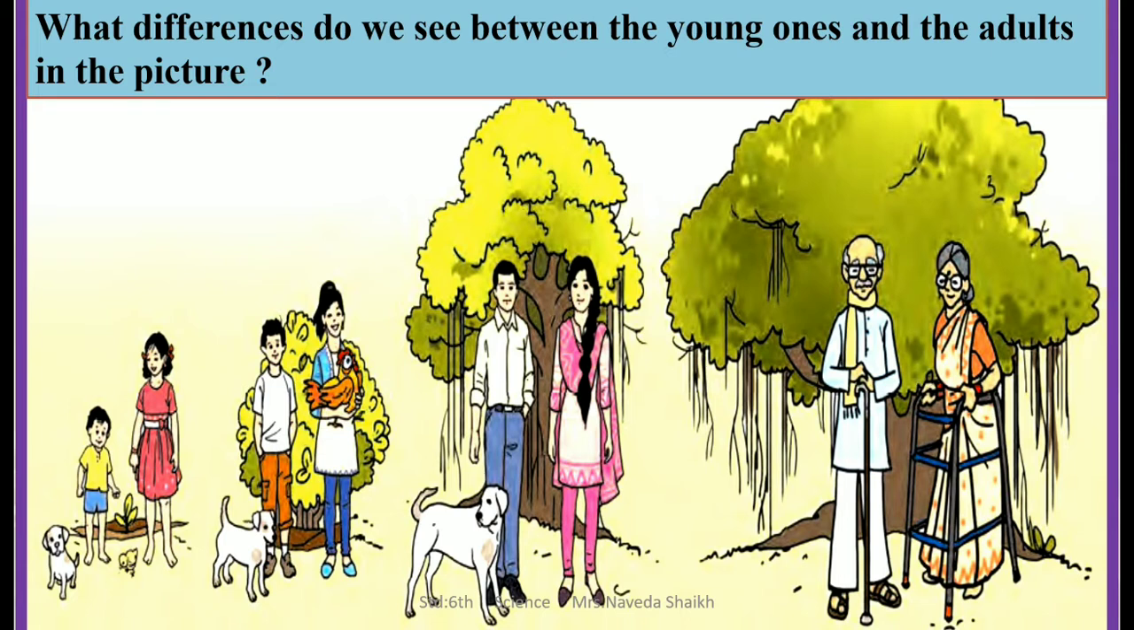In the young child you cannot see that they are wearing specs, but when they have grown old you can see that they are wearing specs. You can see the difference between their hair color also. Next, you can see the way their body structure is, their height, their weight. It has gone under changes. Now why have they gone under change? Because of a very important characteristic in living things, that is growth. Because their body has grown over the period of time, and that is the reason they have a difference between the young ones and the adults in the picture.